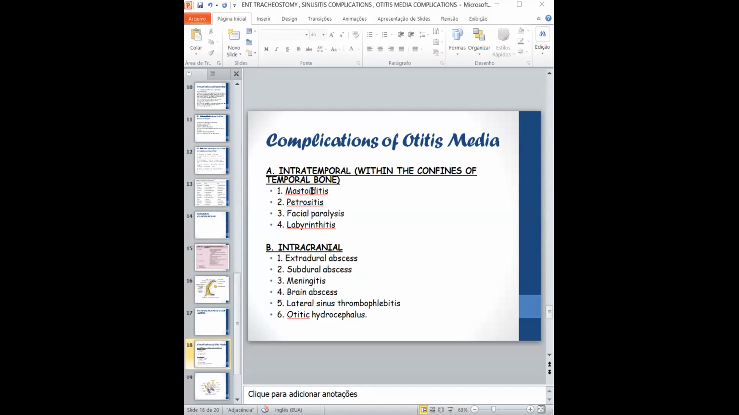So the first complication is mastoiditis. Mastoiditis refers to inflammation of the mucosal lining of the antrum and mastoid air cell system. Okay, so that's what we refer to as mastoiditis. So what are the clinical features? What are the symptoms that you're going to notice in mastoiditis?